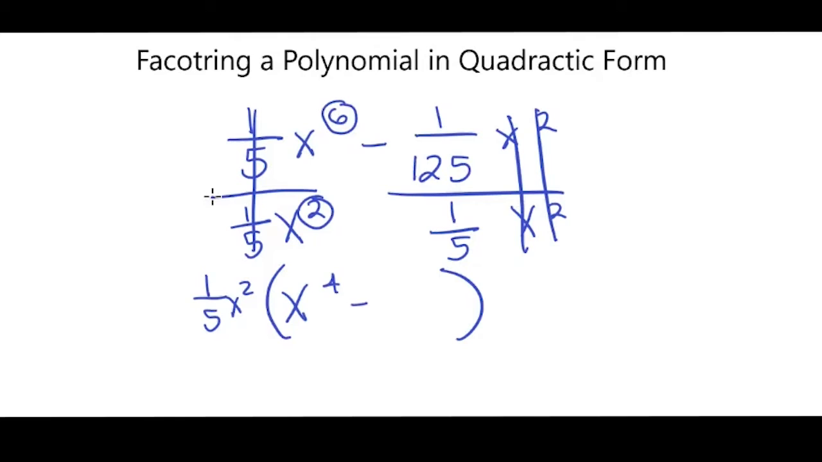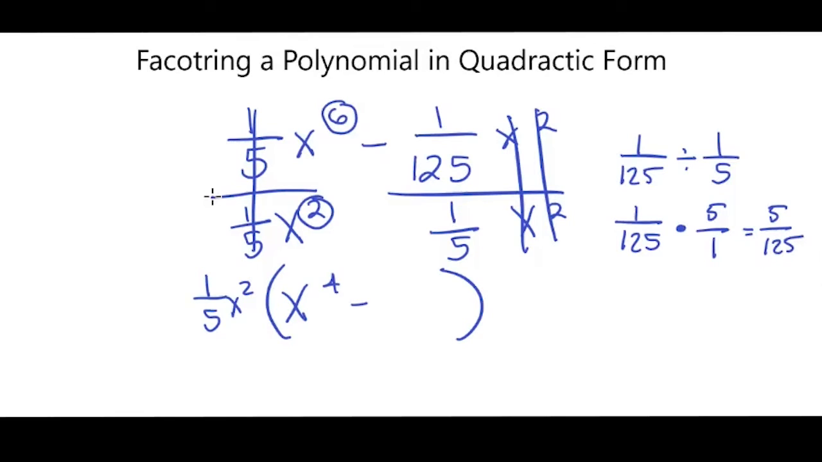something. And I have to do this 1 over 125 divided by 1/5. Well, when you divide a fraction, that's the same as multiplying the reciprocal. So times 5 over 1, which is 5 over 125. And I can divide 5 and 125 both by 5, and I get 1 over 25. So that means that right here, I will have a 1 over 25.